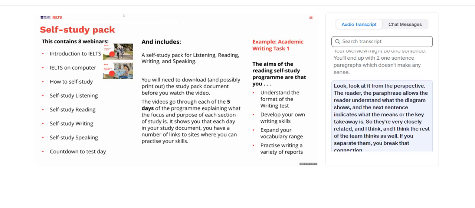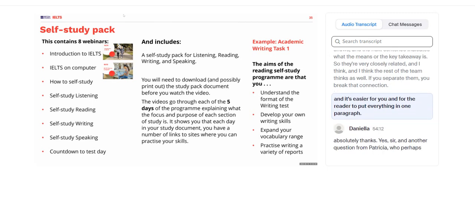Look at it from the perspective of the reader. The paraphrase allows the reader to understand what the diagram shows, and the next sentence indicates what the main or key takeaway is. So they're very closely related, and I think the rest of the team thinks so as well. If you separate them, you break that connection. And it's easier for you and for the reader to put everything in 1 paragraph.